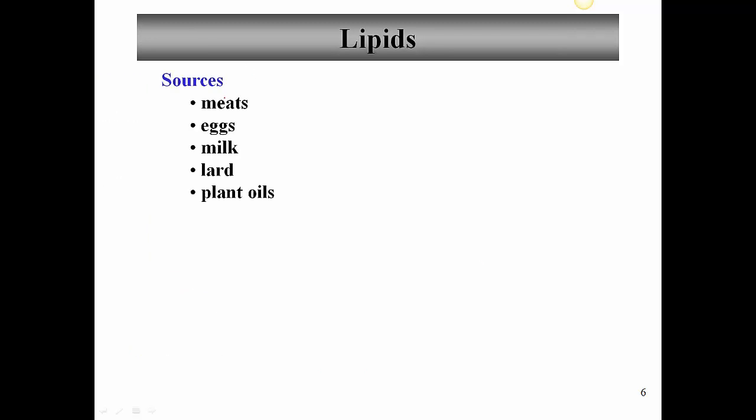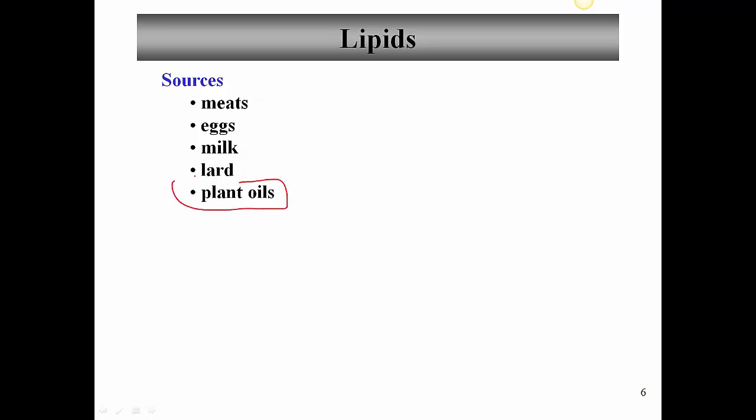Now, what about lipids? Let's turn our attention there. Several sources of lipids. You'll notice meats, eggs, milk, lard, plant oils. This, of course, is a highly saturated fat and is one of the things that most people stay away from these days. Butter, milk, eggs, these things contain different kinds of fats as well. Meats also contain a high proportion of saturated fats, so we have to limit our intake of meats and preferentially eat those meats that are a little bit lower in fat.